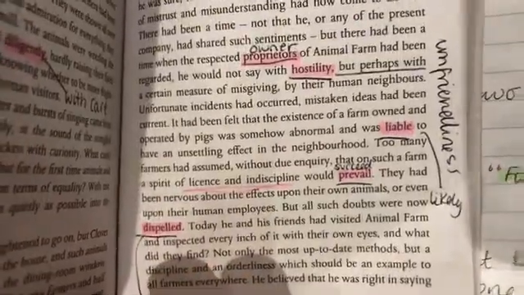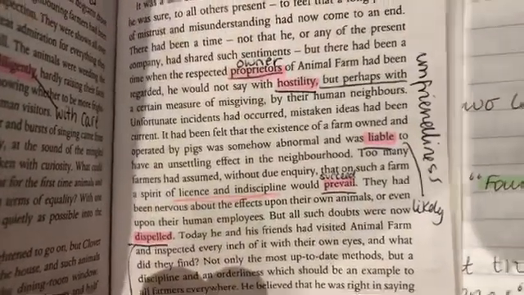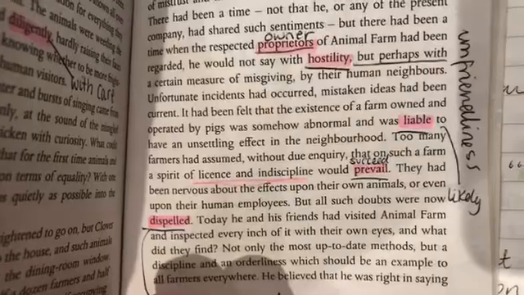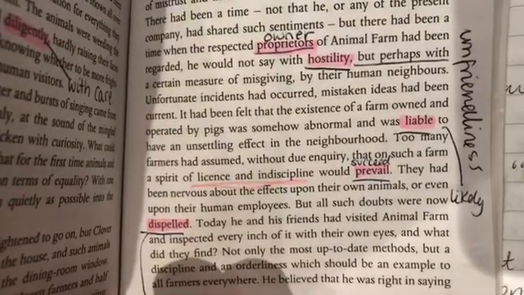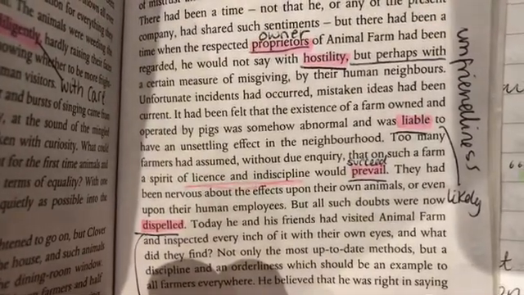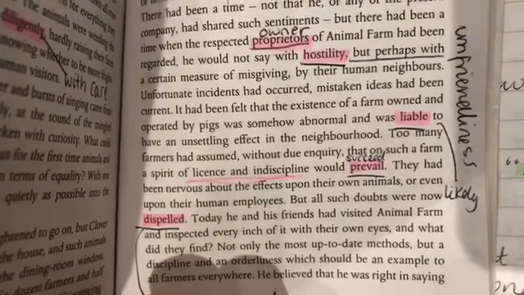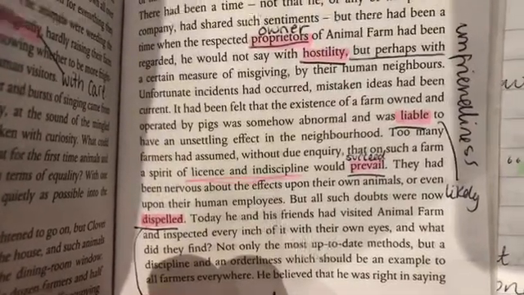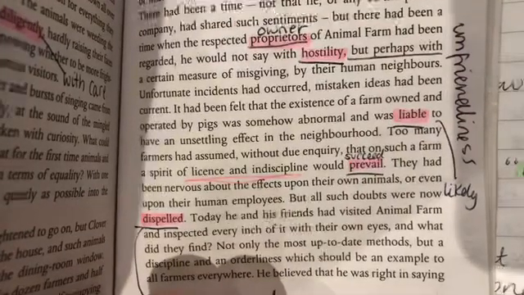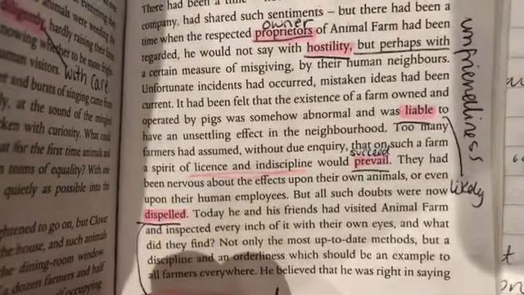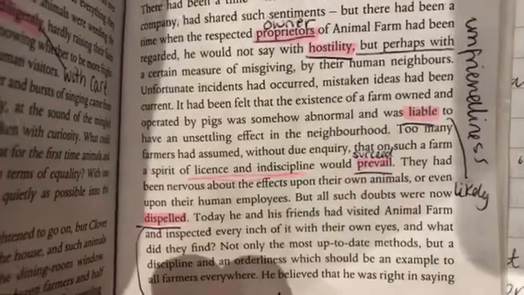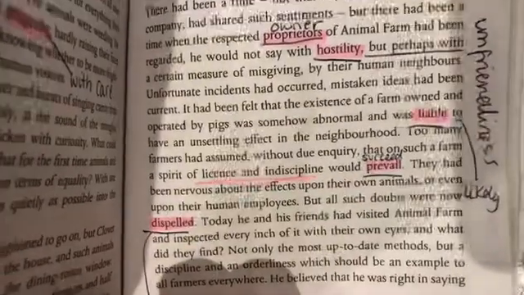And as a consequence, unfortunate incidents had occurred. Mistaken ideas had been current. He had felt that the existence of a farm owned and operated by pigs was somehow abnormal and was liable, so likely, to have an unsettling effect in the neighbourhood. Too many farmers had assumed, without due inquiry, so without really looking into it, that on such a farm a spirit of licence and indiscipline would prevail, so would succeed, would take over.